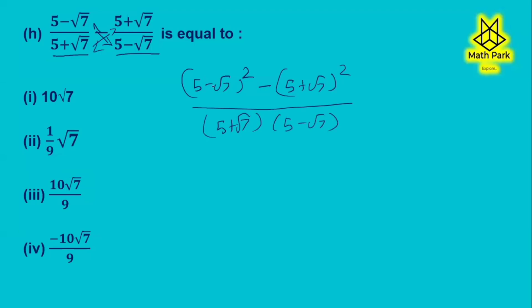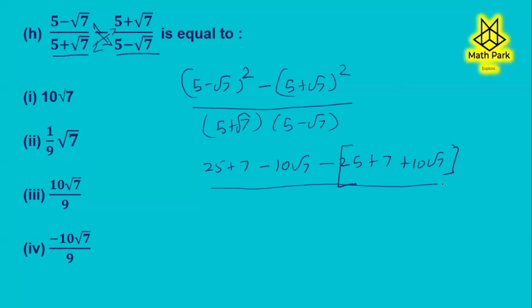So a minus b the whole square is a square, which is 25, plus b square, root 7 square is 7, minus 2 times 5 is 10 root 7. Now since we are subtracting, we are writing the entire thing in the bracket. 5 square 25, root 7 square is 7, plus 2 5s are 10 root 7.